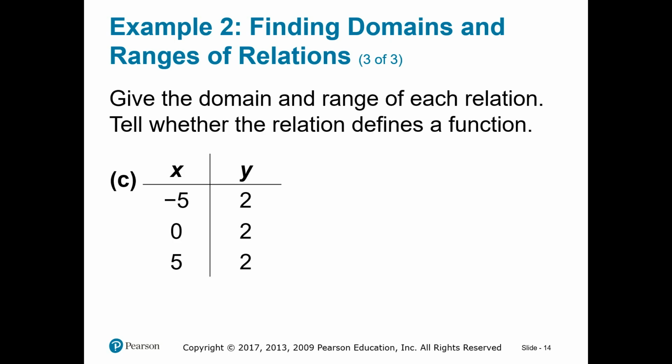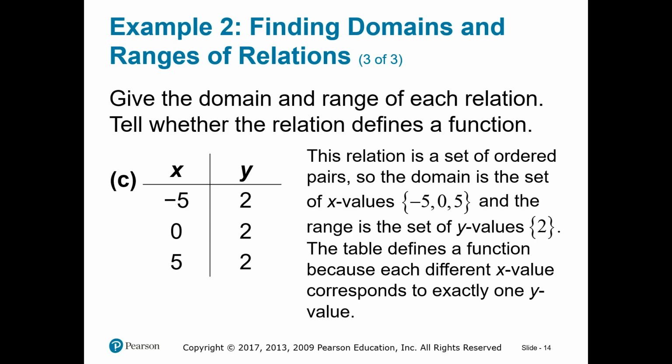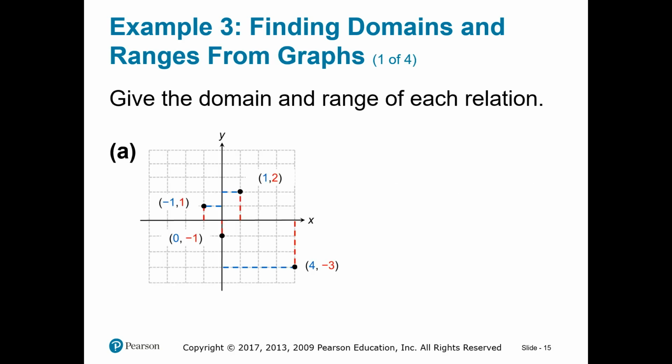Yes, domain is the set of all x values: -5, comma 0, comma 5. And what is the range? Yeah, this is a constant function because the y value is constant. You see that? That makes sense? Are you guys with me? Good job. So, what is the domain and range of this relation?